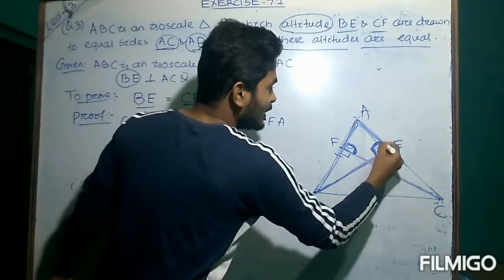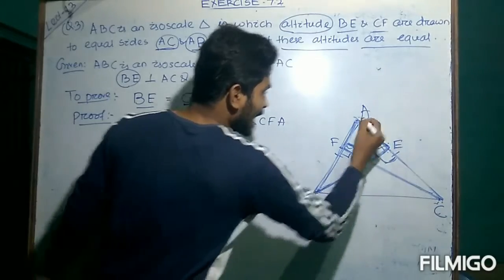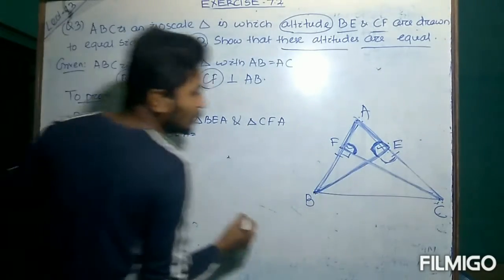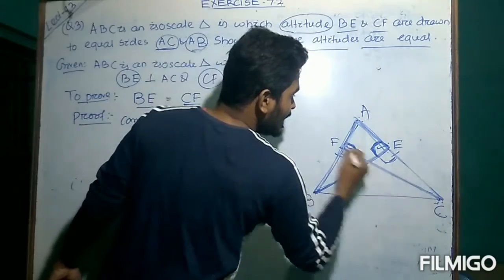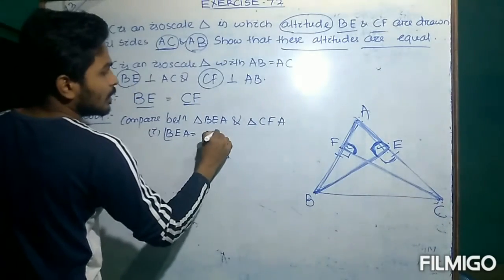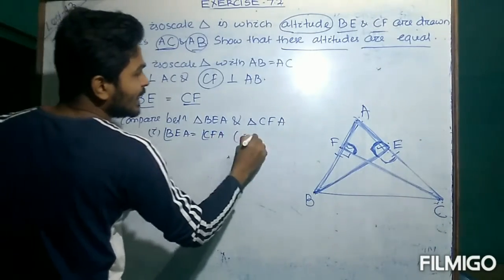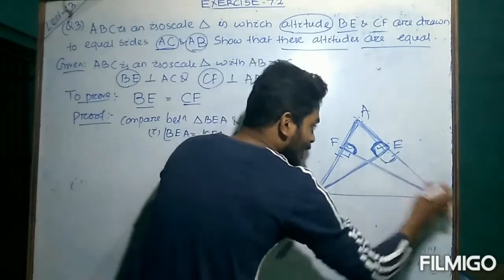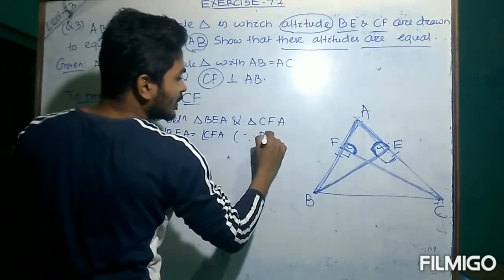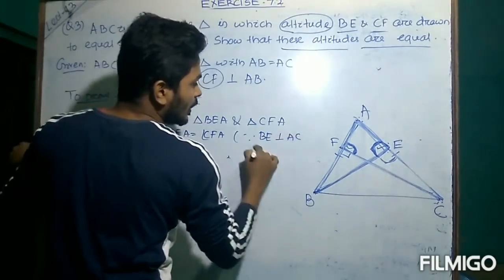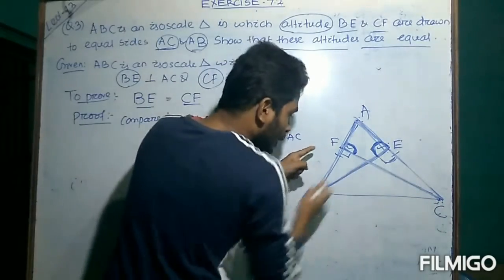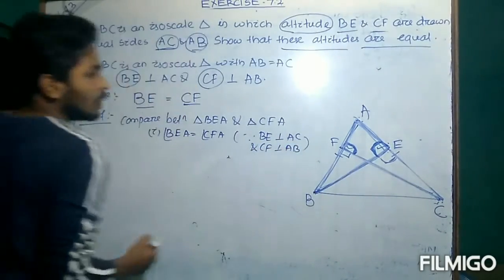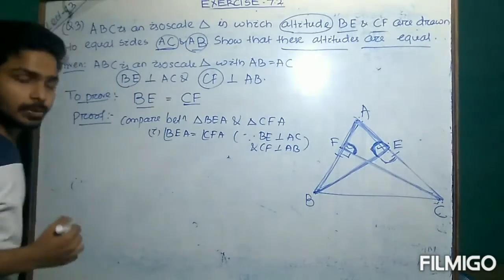So this angle, angle BEA, is equal to this angle, angle CFA. Why? What is the reason? The reason is that BE is perpendicular to AC and CF is perpendicular to AB. Or you can say these two are the altitudes.